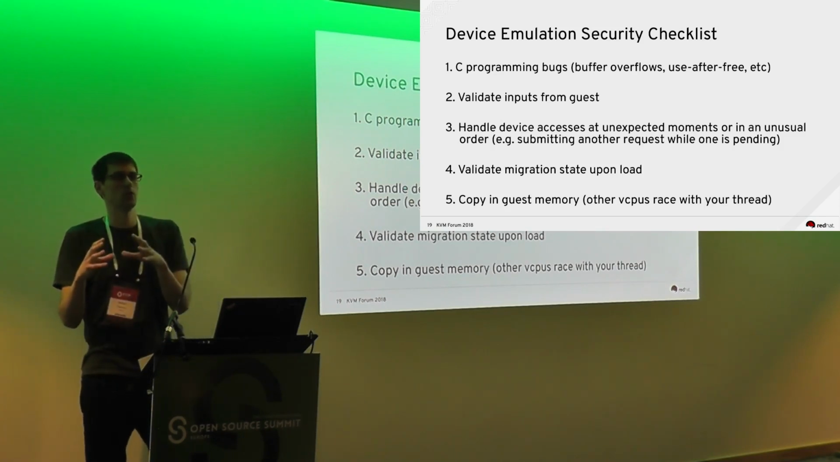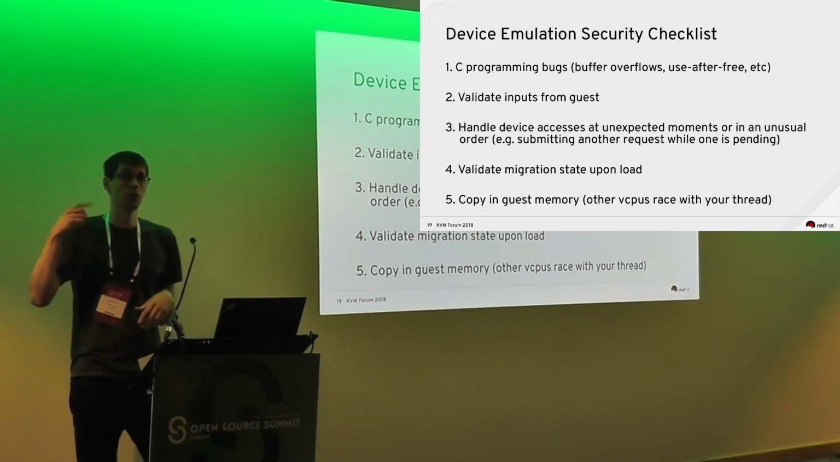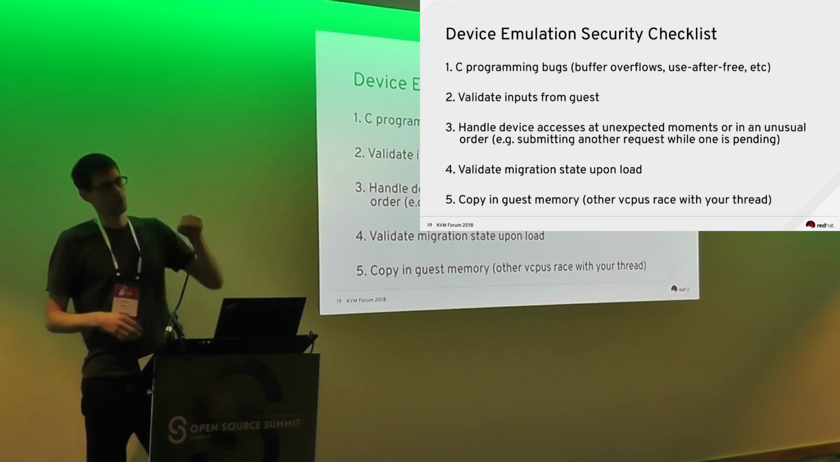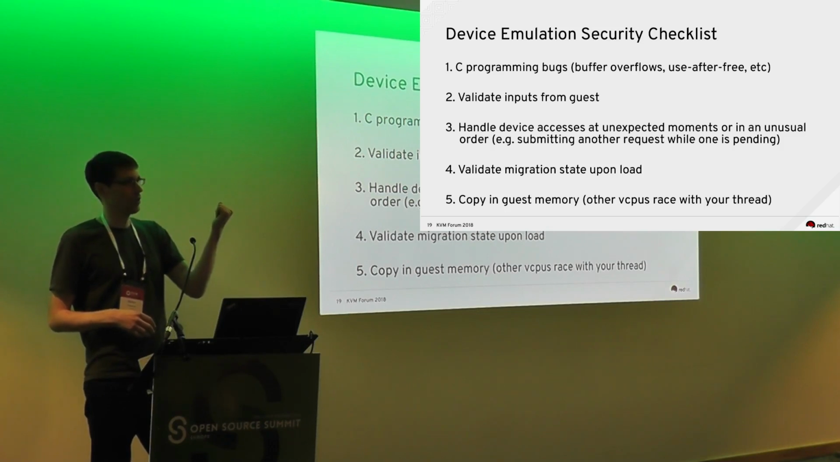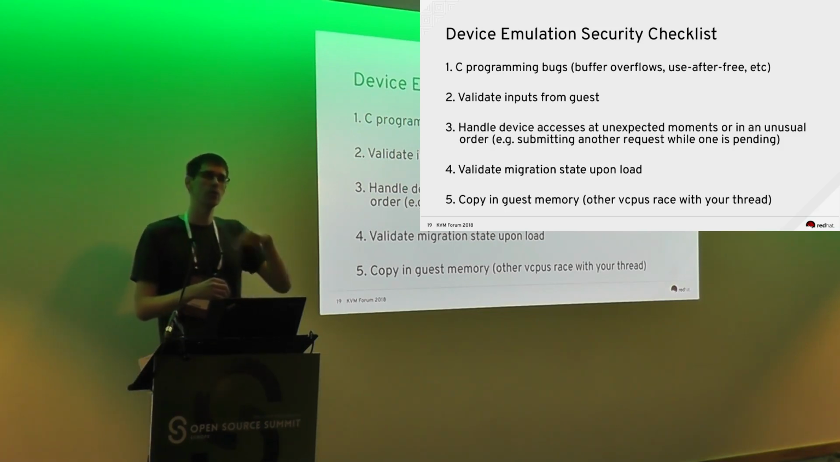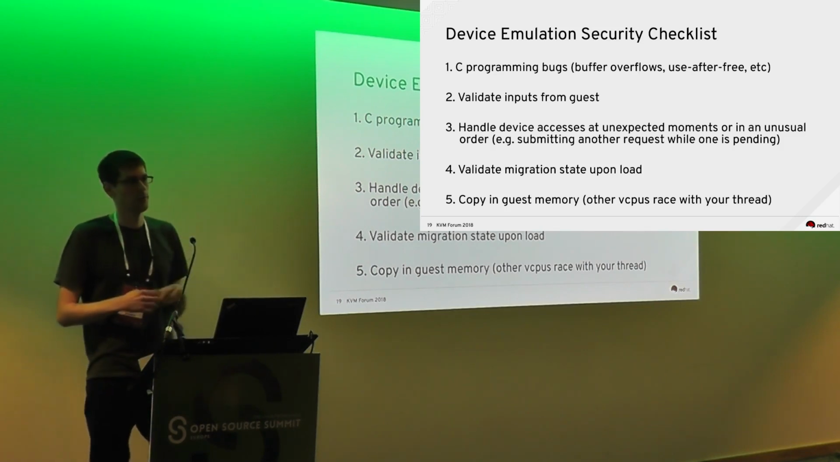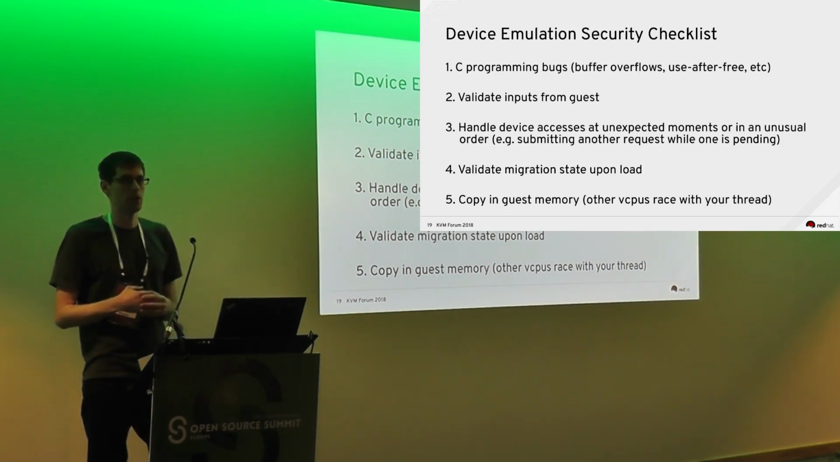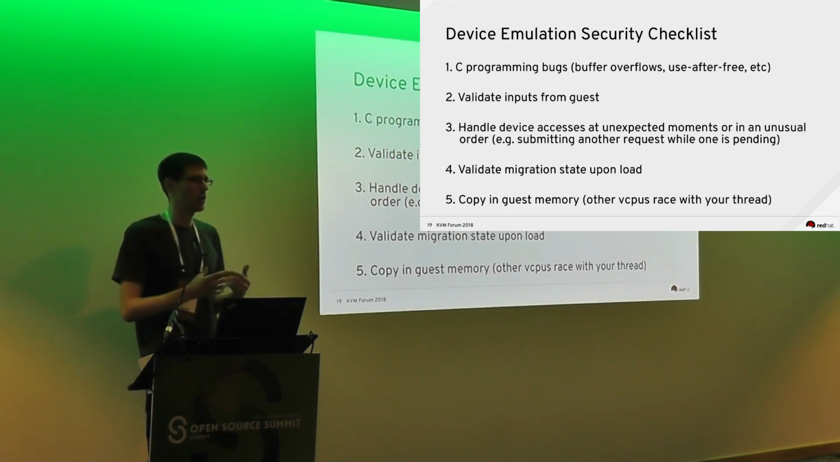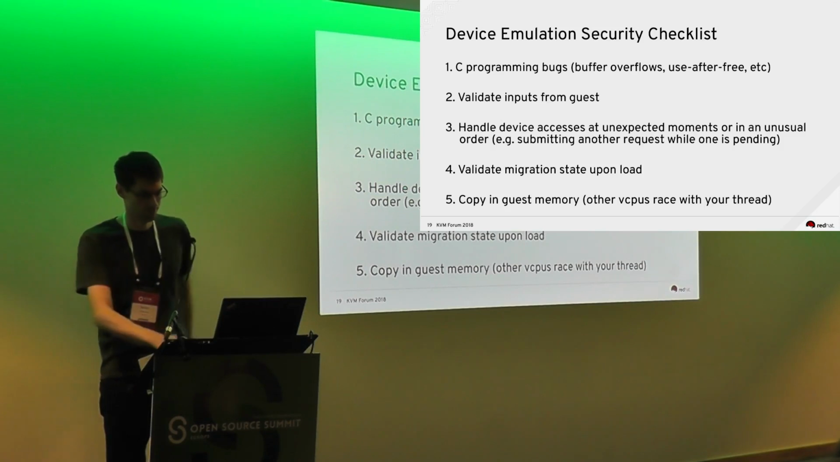When the device emulation runs, other vCPU threads might still be running. So if you fetch a field, and then you perform a check on it, you go do some other things, and then you fetch it again, it could have changed the second time you fetch it. And so they can bypass your check with a race condition. So it's important to copy in data from the guest. Do not trust guest memory.